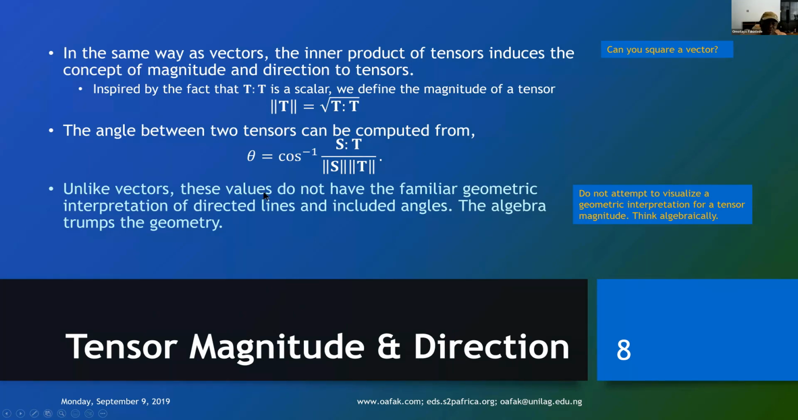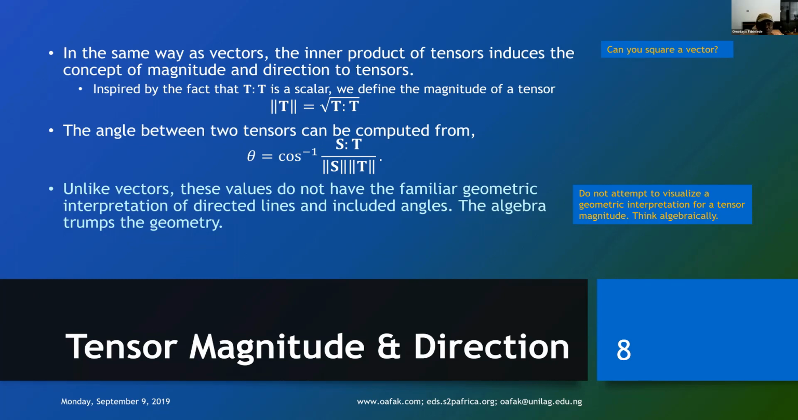Unlike vectors, these values do not have the familiar geometric interpretation of directed lines and included angles. The algebra trumps the geometry. Do not attempt to visualize a geometrical interpretation for a tensor magnitude. It doesn't exist. Unlike vectors, where a vector is defined by something with magnitude and direction, a tensor is not defined by its magnitude and direction. So you cannot represent a tensor by a directed line element.